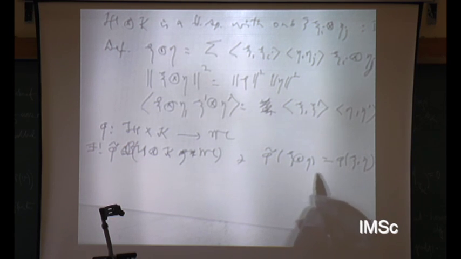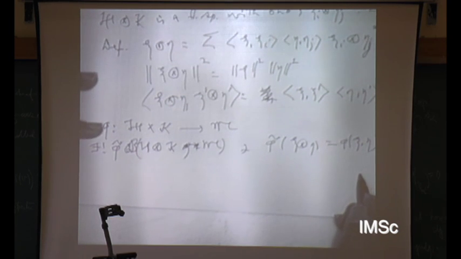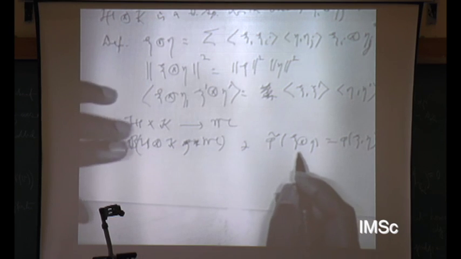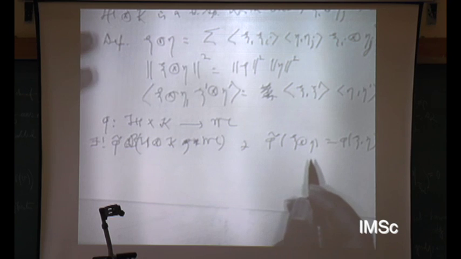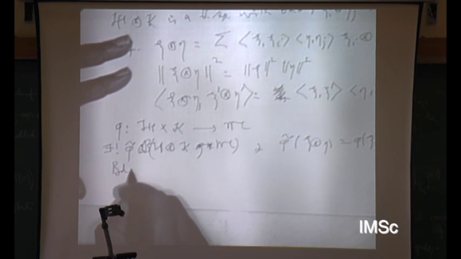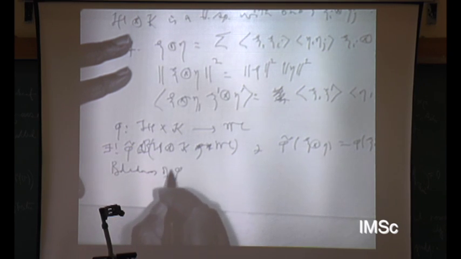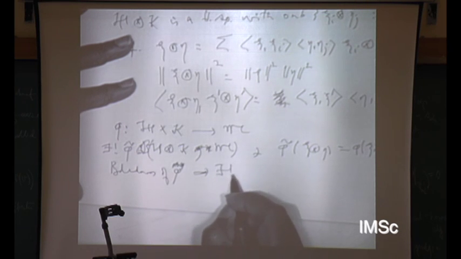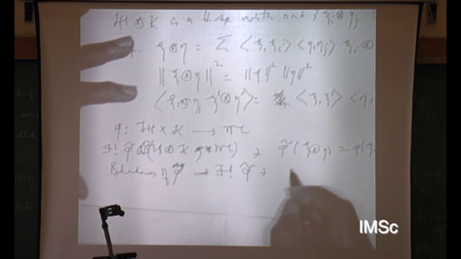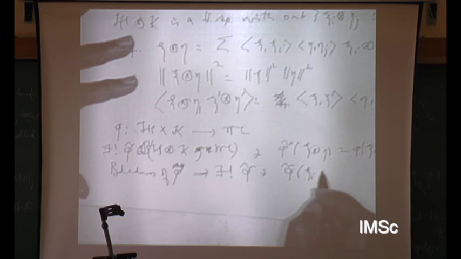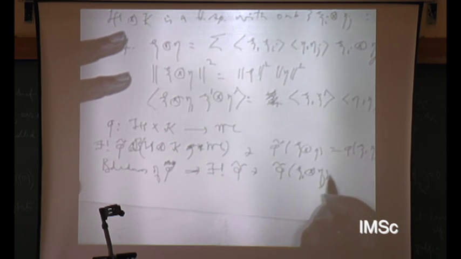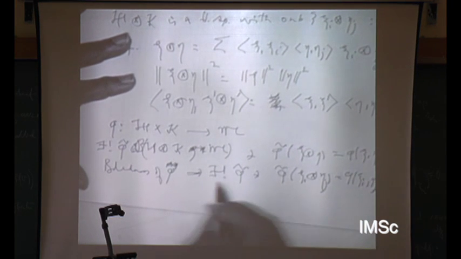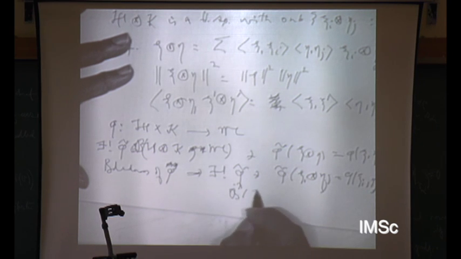You define phi tilde on the orthonormal basis, xi_i tensor eta_j, and it is determined by this equation. Because phi is a bounded bilinear form, you'll see that phi tilde for any xi tensor eta will make sense. The boundedness of phi implies there exists a unique phi tilde such that phi tilde of xi_i tensor eta_j equals phi of xi_i, eta_j. There exists a unique phi tilde in B of H tensor K_m.